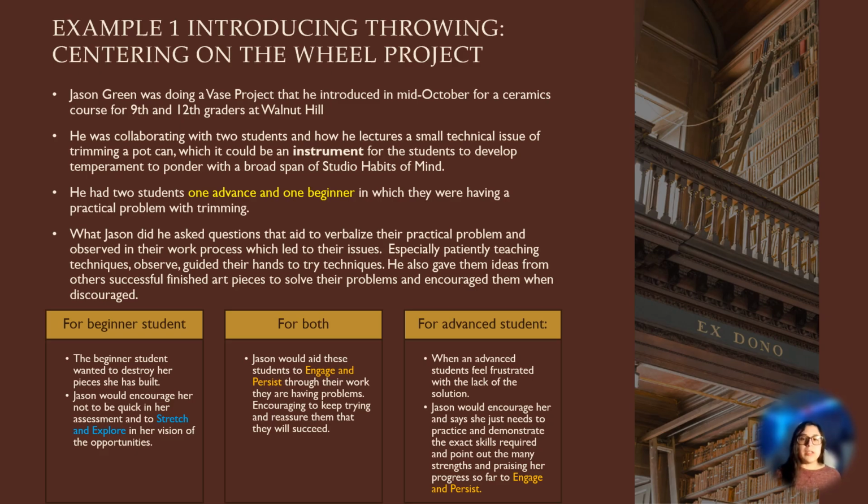And for advanced students, when an advanced student feels frustrated with the lack of a solution, Jason would encourage her and say she just needs to practice and demonstrate the exact skills required, and point out the many strengths, praising her progress so far to engage and persist.